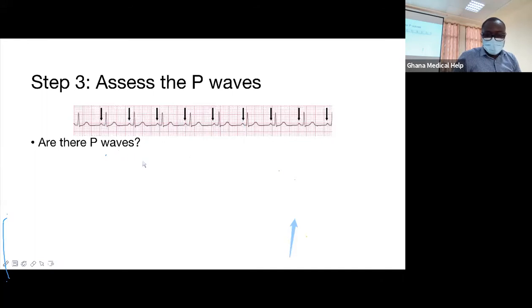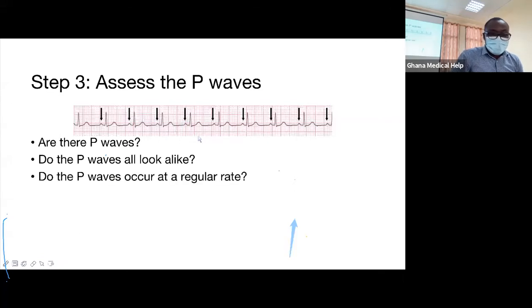So are there P waves? Obviously, the answer is yes, we have P waves there. And do the P waves all look alike? That's another thing that we have to be sure of. Once you look at the P waves, you want to be sure that they all look alike. And so if you look at these, all the P waves do look alike. And do the P waves occur at a regular rate? Already when I was talking about the RR interval, instead of using that, sometimes you can also look at the P waves. And so if you look at this graph here, you realize that the P waves do occur at a regular rate.